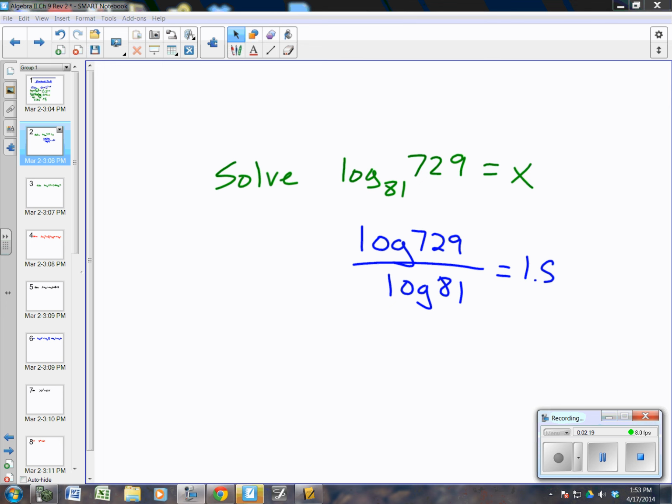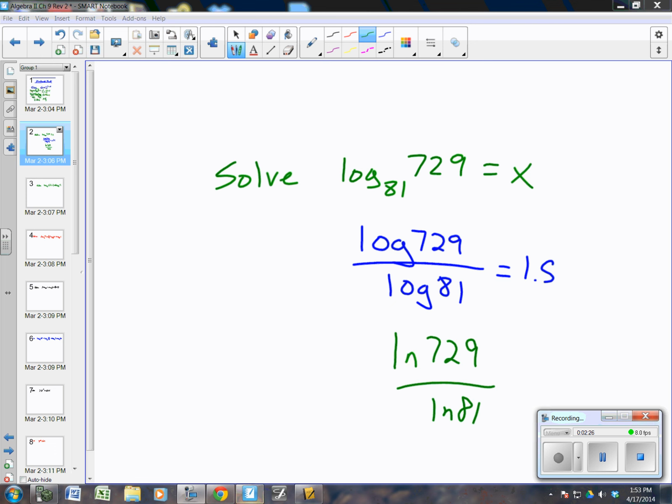In fact, I want you guys to do this. Everybody just do ln of 729 over ln 81. So you can do base e. That's what the natural logarithm is, base e. You should get exactly the same answer. Okay? All right, next question.